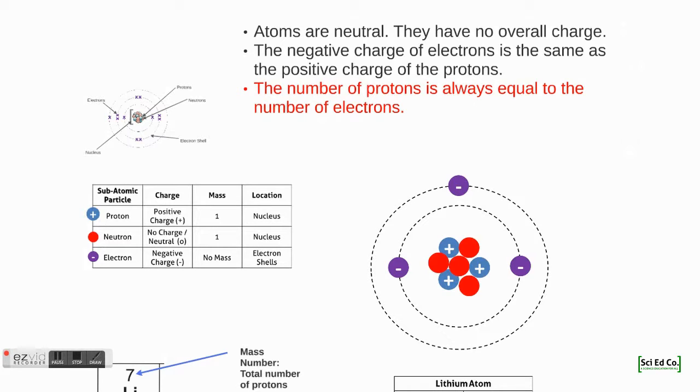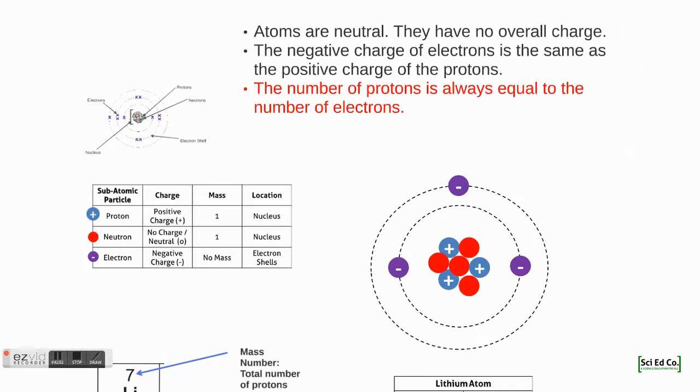On the bottom right hand side of the screen, you can see the atom lithium. The blue circles represent protons, the red circles represent neutrons, and the purple circles represent electrons. You can see the key on the table. In the nucleus of lithium, you can see that we have 3 protons. Therefore, we must have 3 positive charges. If we only had these 3 positive charges, then the overall charge of the atom would be positive.